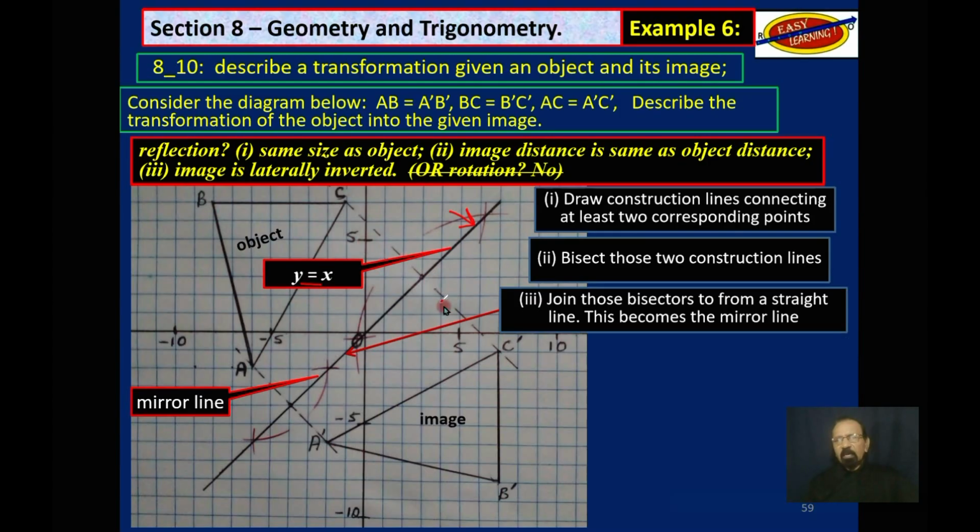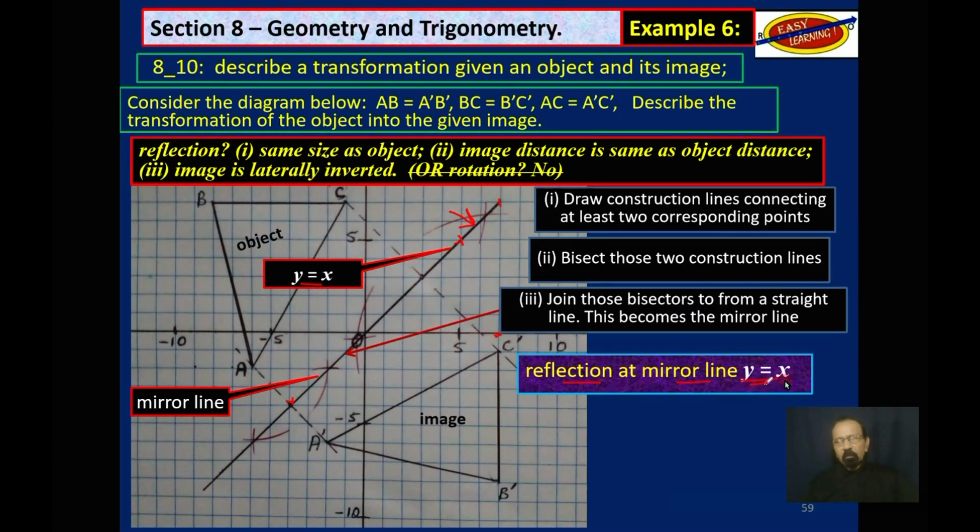If you consider any coordinate on that mirror line, for example, that point there is 5, 5. This point here is -4, -4. This point here is 7, 7. So X is equal to Y. So in this case, it is fairly easy. So now we can say its reflection at the mirror line, Y is equal to X.